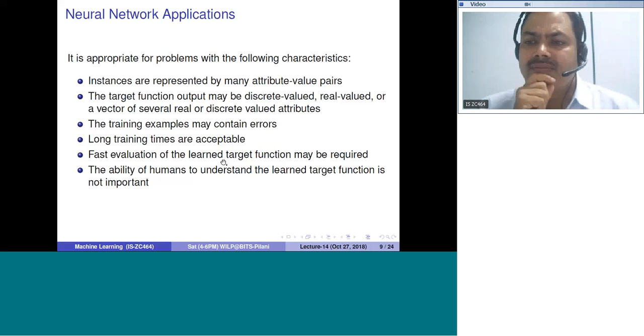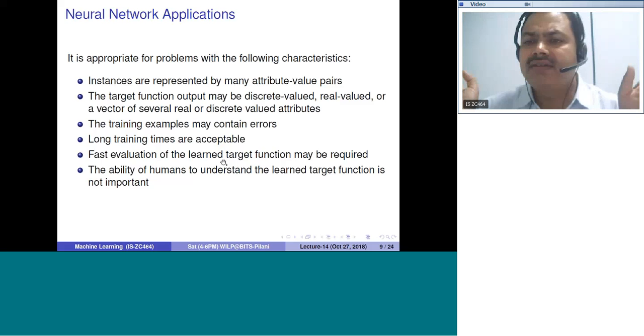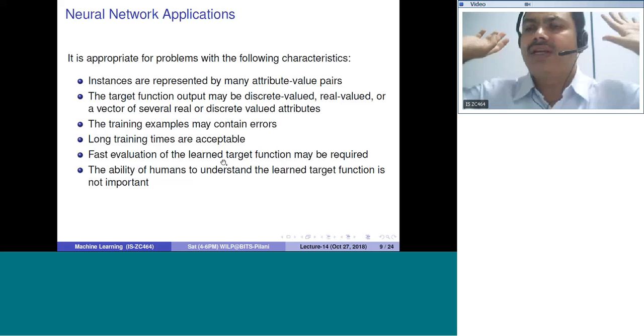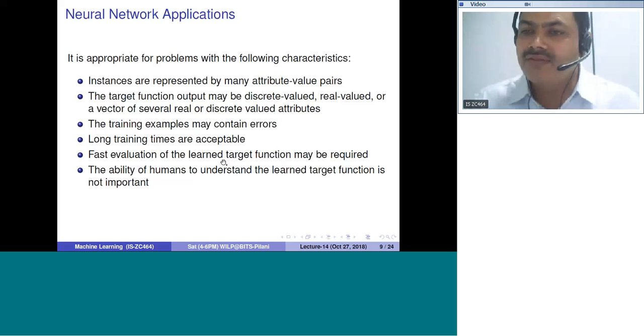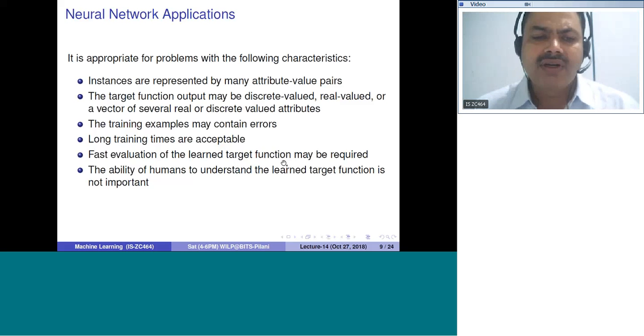Because for example, if we are going to make an automatic driverless car, what would happen? You can say that training would take one month. That is fine, because I would not drive for that one month. But when I'm driving, if somebody suddenly comes in front of me, then the car should act very quickly. So my system would act very quickly when it is in operation. But to make the system right, it would take a lot of time. Okay, so fast evaluation of the learned target function may be required. So this is what it is, but the training time is large.